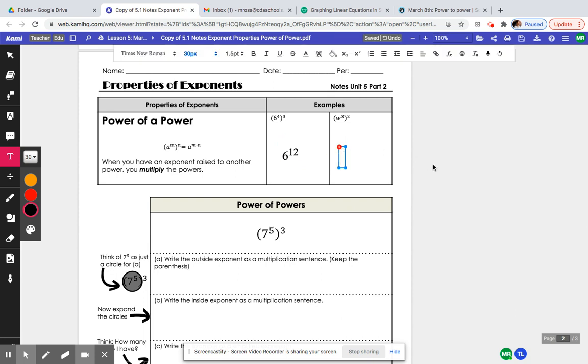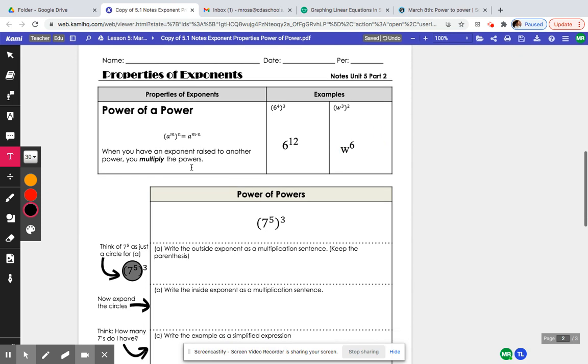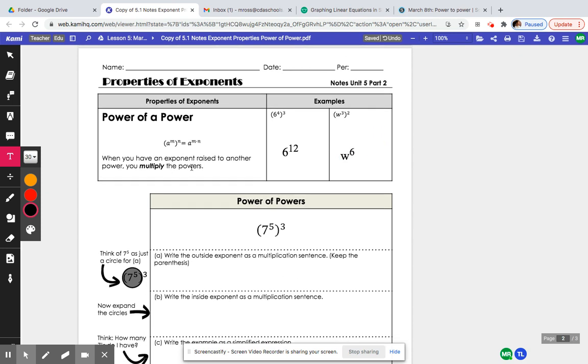And we can also come over here and look at w to the third, raised to the second power. And so we'll actually multiply 3 and 2 together to get 6. And that's all we're doing with the power of a power rule, is we're just multiplying those exponents together.